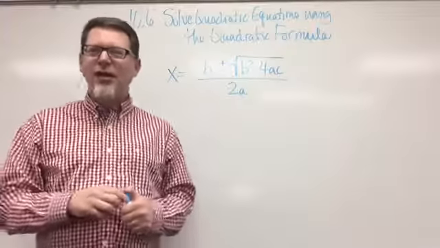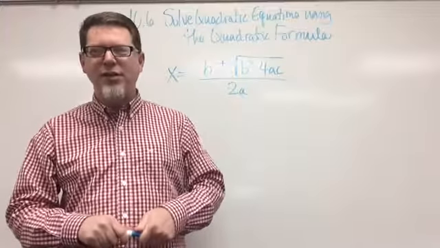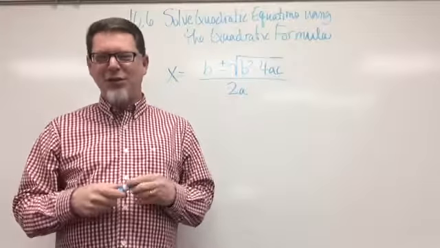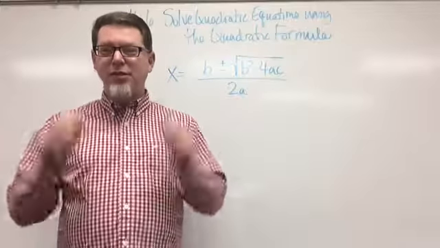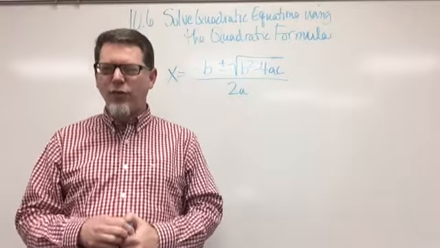X equals negative b plus or minus the square root of b squared minus 4ac over 2a. You kind of want to do a little dance with it when you do it. So let's do that one more time. X equals negative b plus or minus the square root of b squared minus 4ac over 2a.